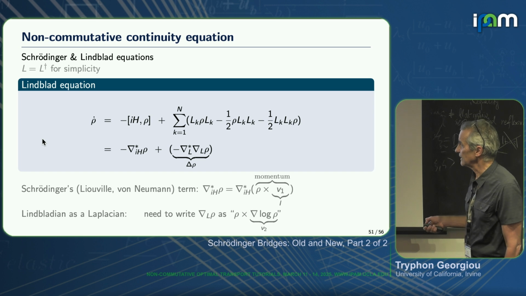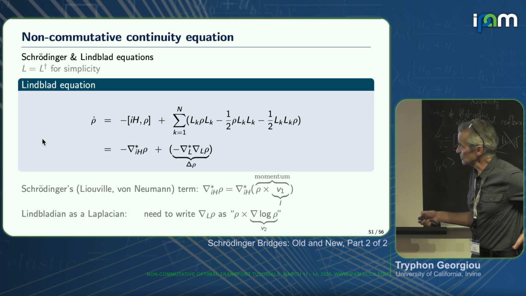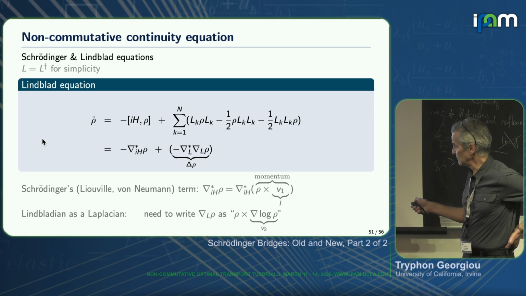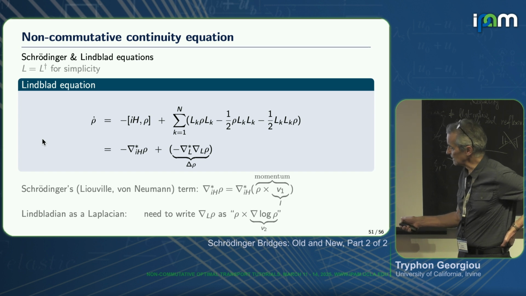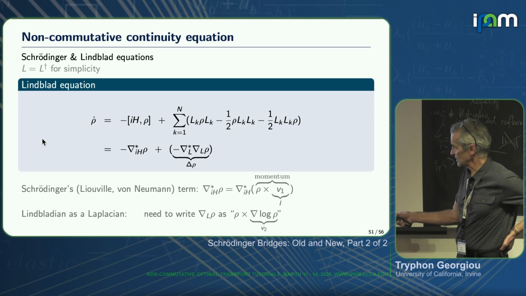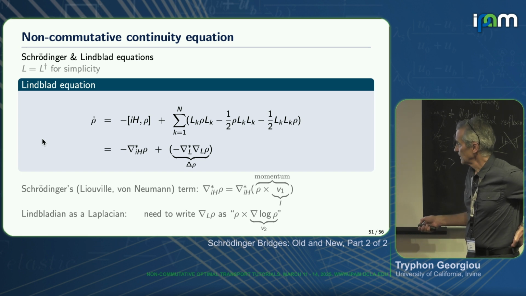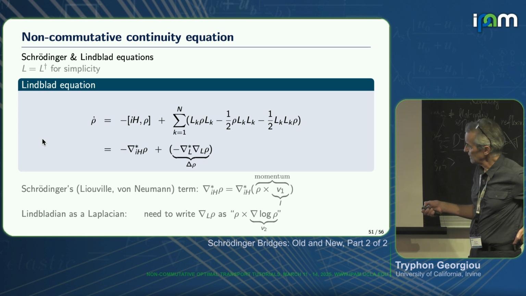And then you look at the Schrödinger and Lindblad equations. For simplicity, you can think of the Krauss operators' coefficients to be symmetric. And then this is the Lindblad equation. This is the Schrödinger part. And this is the Lindblad part, which is basically the Laplacian in the previous notations, the gradient times the adjoint. So then the next thing is you try to think of how you can write this as a continuity equation.